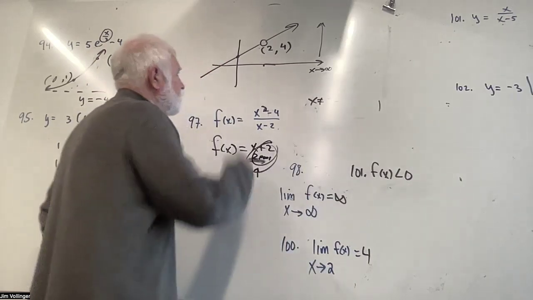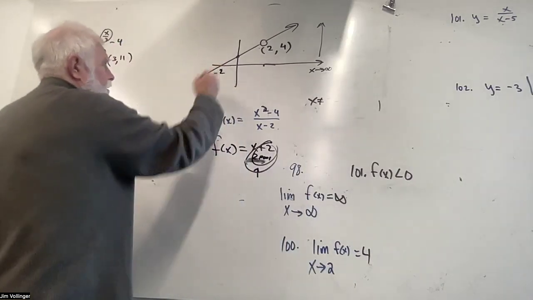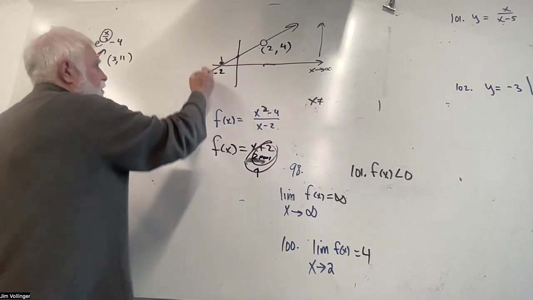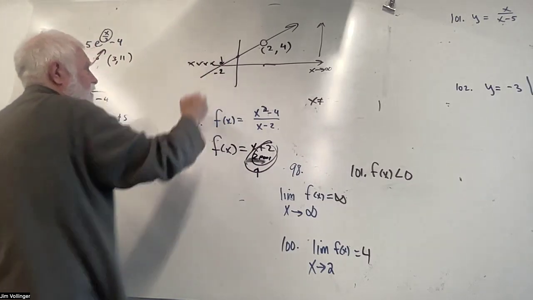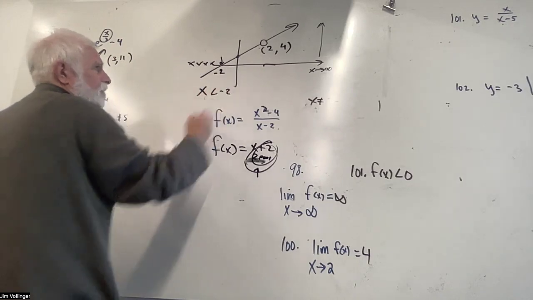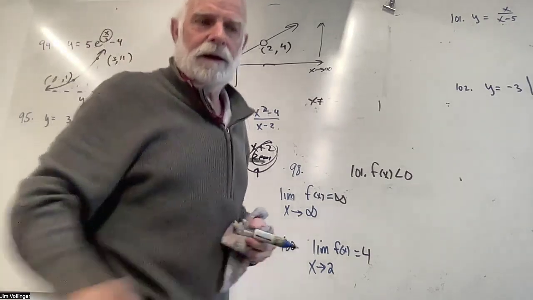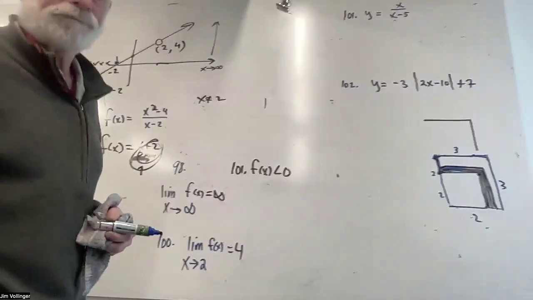When am I less than 0? I can look at it now. -2 gets me 0. Sure looks like all these x values, where are they? They sure look like they're less than -2 to me. Okay, let's go over and do another function.